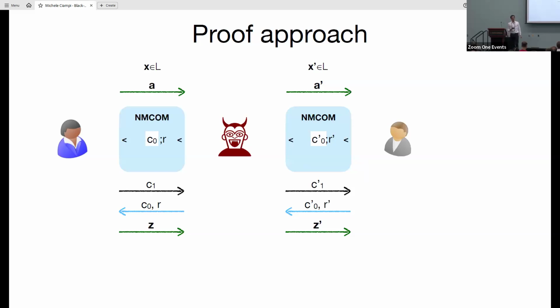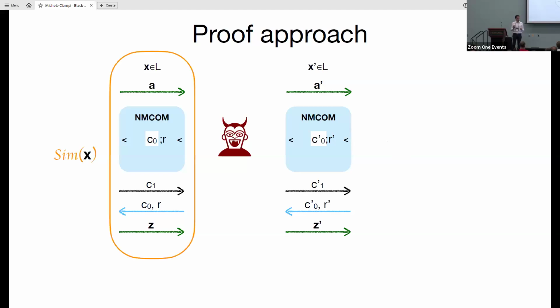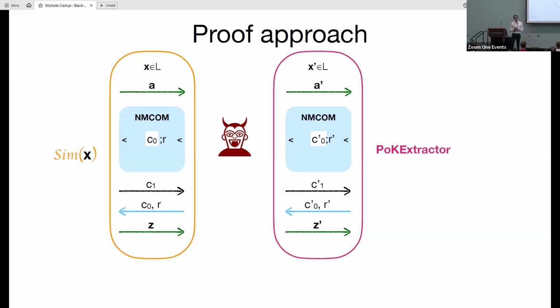So the proof approach is the following. We have a left execution where a proof is generated for some statement X, and a right execution where the man in the middle is proving to you that X prime belongs to the language. So what we will do is that the first thing we do is to remove the witness from the left execution. So we will simulate this transcript. Once we simulate the transcript, we will use a proof of knowledge extractor to extract the witness for X prime.